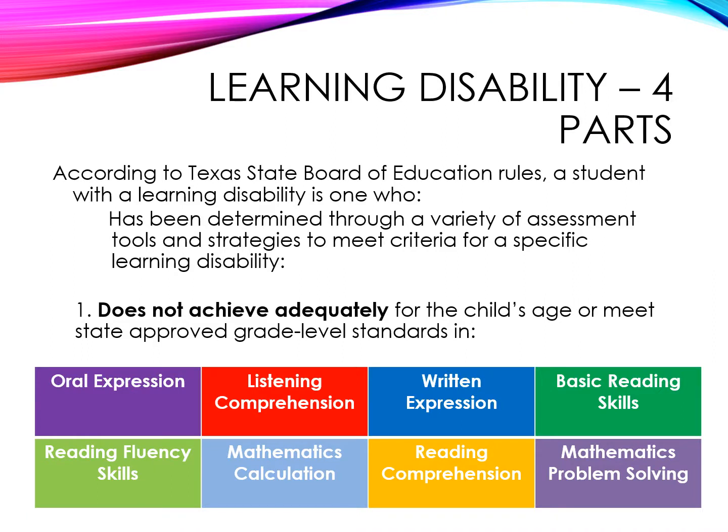We're now going to go into the specifics of a learning disability according to the definition of the Texas State Board of Education. According to the Texas State Board of Education rules, a student with a learning disability is one who has been determined through a variety of assessment tools and strategies to meet criteria for a specific learning disability. So first, the child does not achieve adequately for the child's age or meet state-approved grade level standards. So they're not performing as they are expected to.